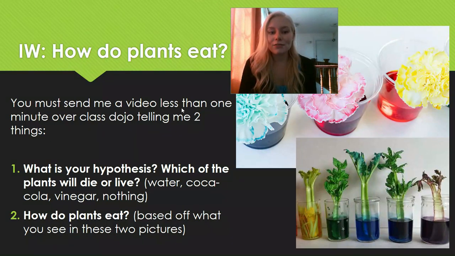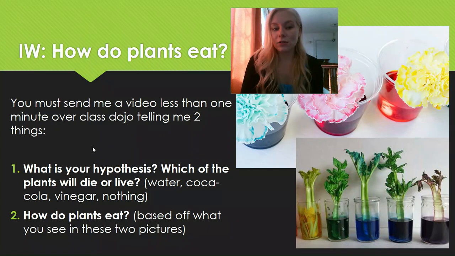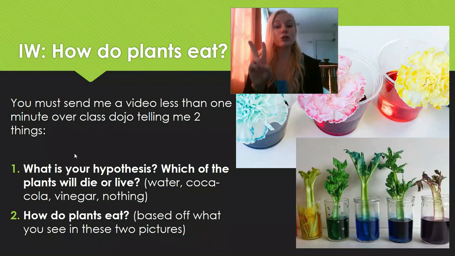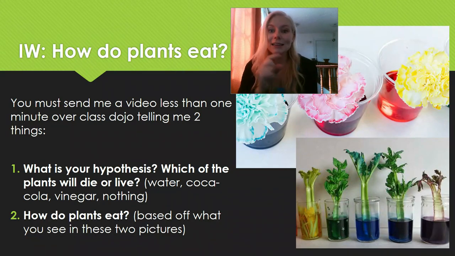You're going to send me a video, less than 1 minute, over Class Dojo, telling me 2 things. So in your video, you have to talk about 2 things, okay? The first one is, what is your hypothesis? Which of the plants will die or live? Remember, I made my hypothesis. I said that the plant with water is going to live. And the other 3 are probably going to die, right? That's what I think is going to happen. You guys are going to tell me what you think is going to happen, okay?